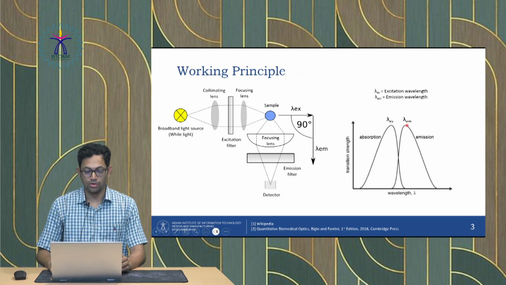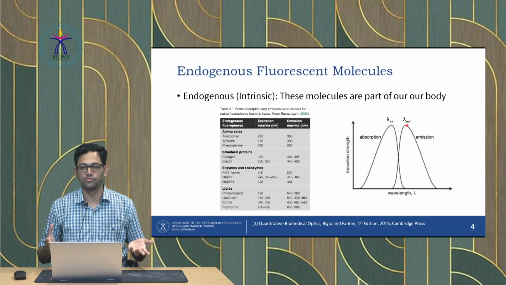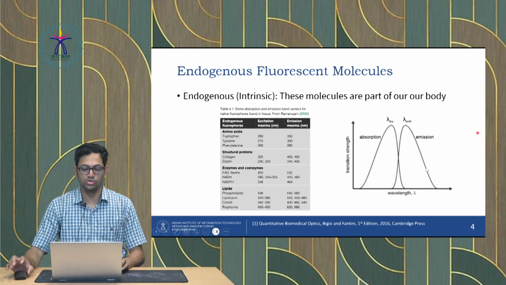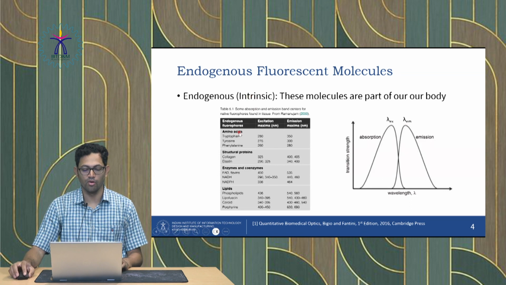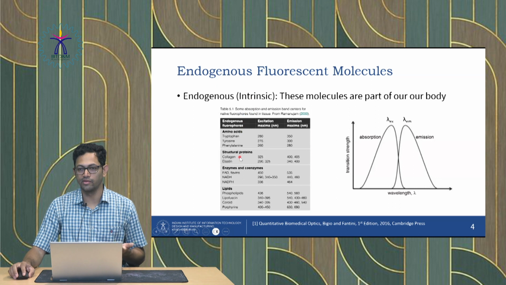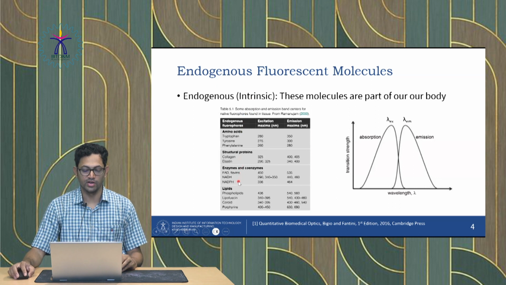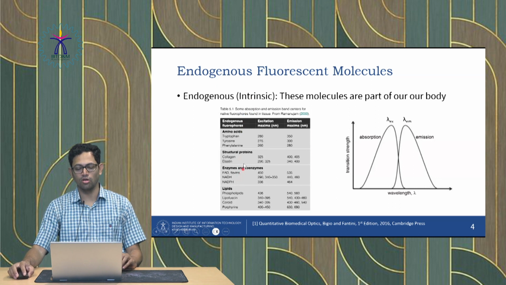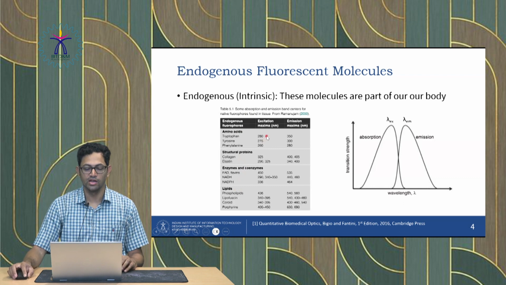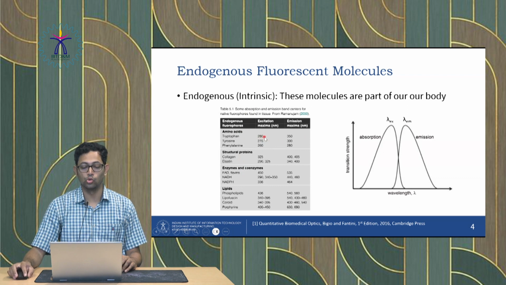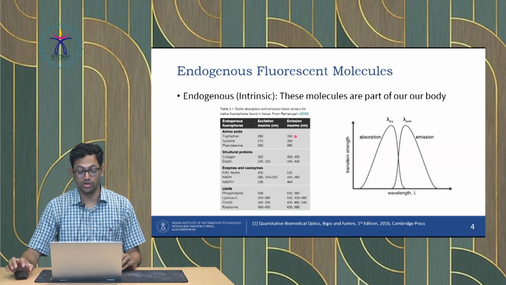Okay. So, let us see the different kinds of fluorescence molecules that are available. These are the endogenous, that is, which is present inside our body, for example, amino acids, structural proteins like collagen, elastin, enzymes, FADH, NADH, lipids. So, all of them are actually fluorescence molecules. If you excite the tryptophan at 280 nanometers, you will actually get the light at 350 nanometers, right.